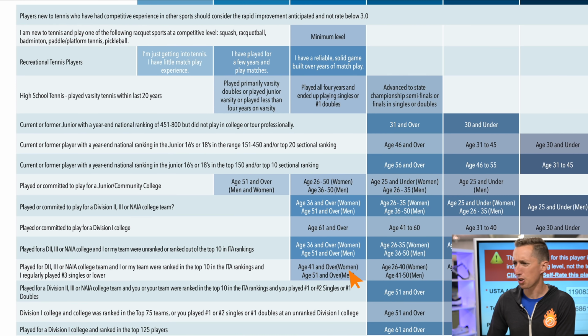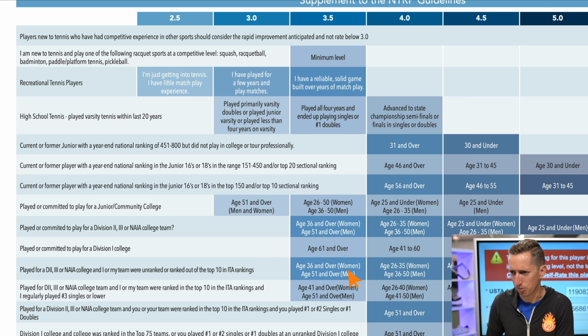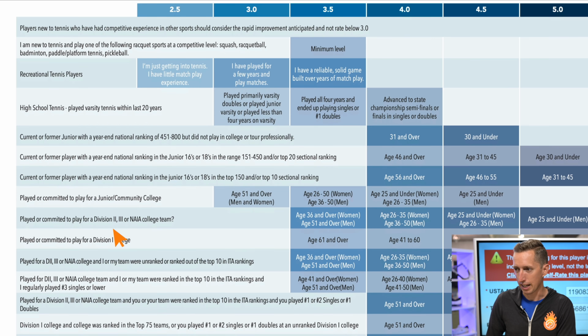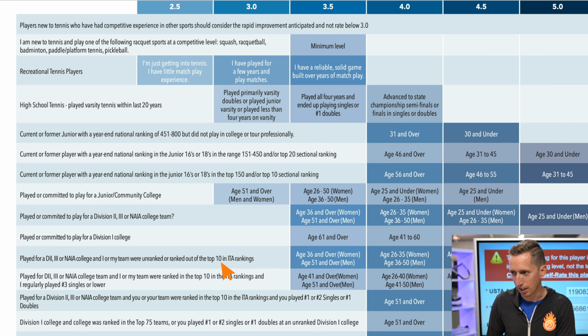So let's try to pinpoint my experience level here. I played for a Division II school, and when I played for that D2 school, we were ranked like top 20 or 25 in D2 nationally. So we were not in top 10 ITA rankings. So this is not me. I didn't play Division I. So this is me right here. Played for Division II, but not in a top 10 school.